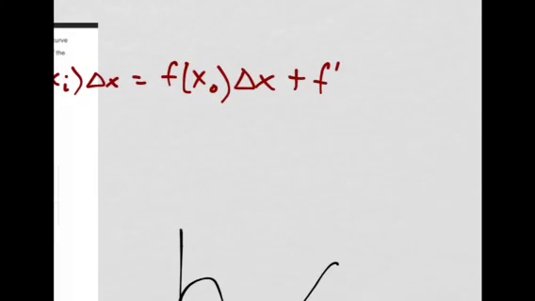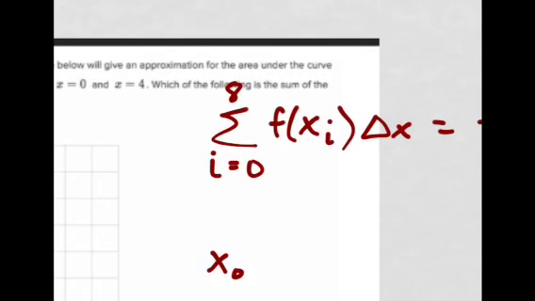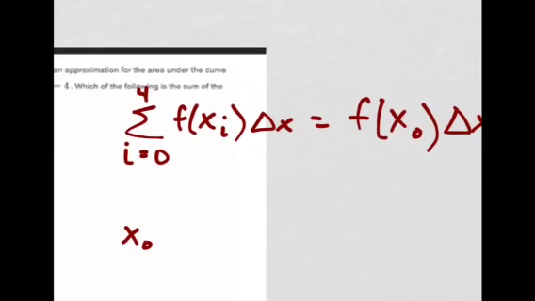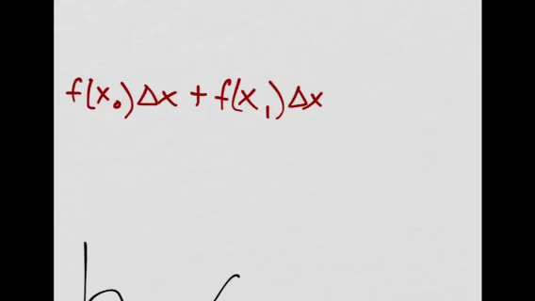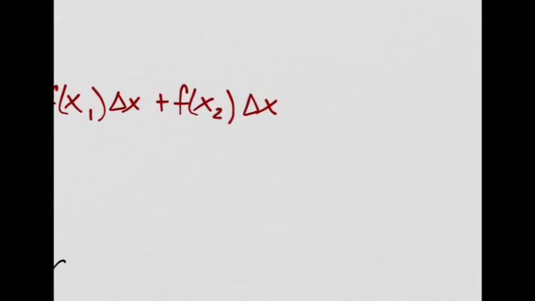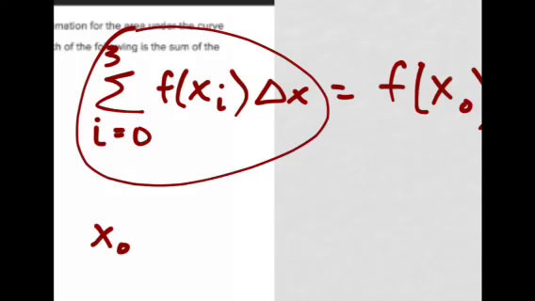And then, I should have done a smaller one. I'm going to change this, erase this, make it 4, just so I don't have to write as much. So that would be 0 to 3. I'm just kidding, I'm going to do it to 3. So f of x sub 0 plus f of x sub 1, all times delta x, plus f of x sub 2 times delta x, and finally f of x sub 3 times delta x. So that's literally what this summation means.